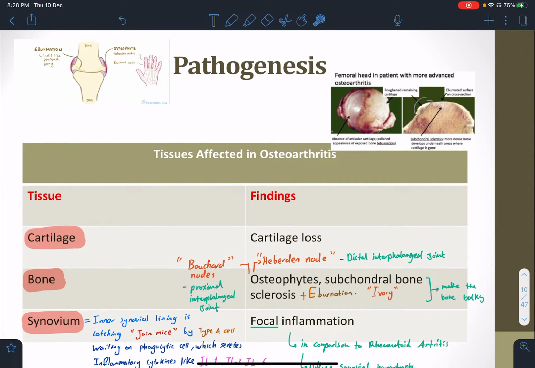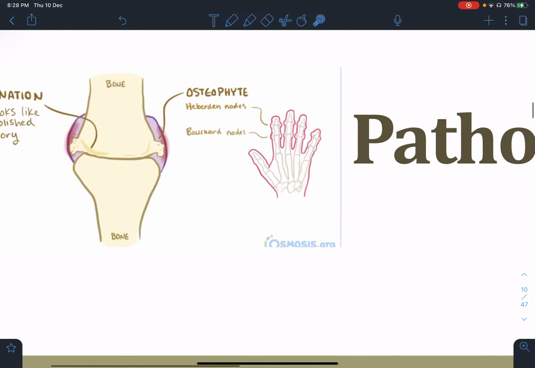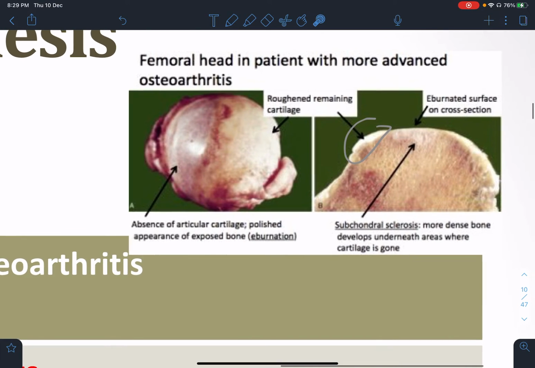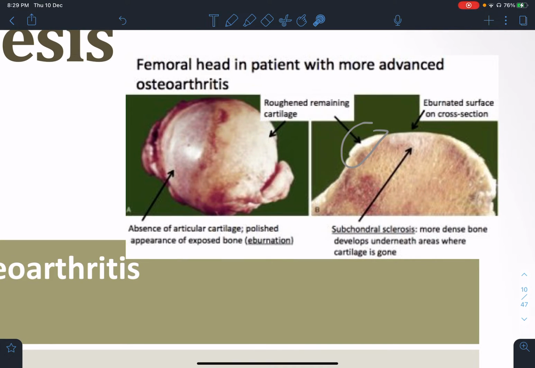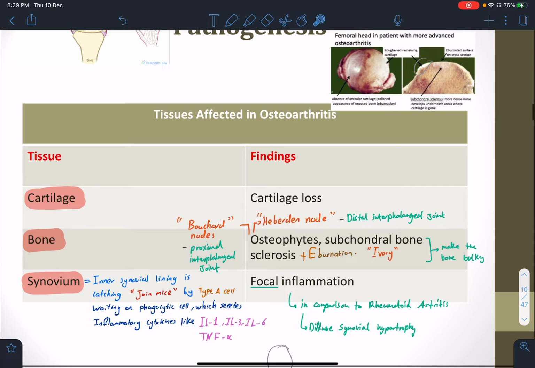Okay, pathogenesis again, remember eburnation. It looks like polished ivory, with osteophytes, Heberden nodes and Bouchard nodes. These are their presentation, like eburnation and the subchondral sclerosis, where you have newly formed bone under the cartilage and it looks extremely white and kind of glowing. I'll be explaining what I mean by glowing in the radiographic findings.